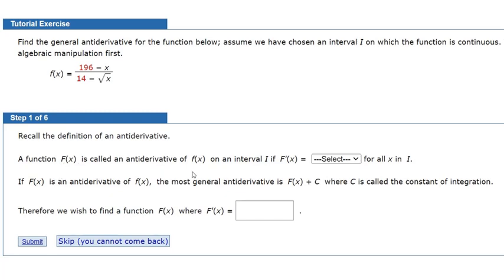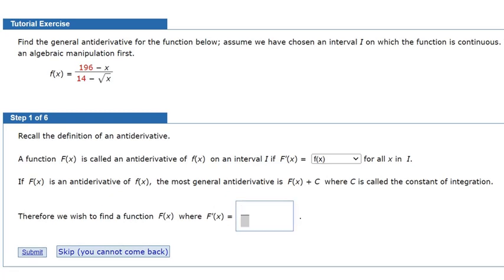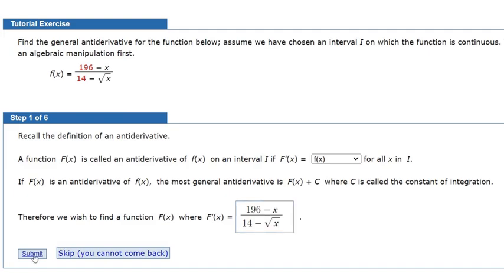If capital F is an antiderivative of f of x, then when you take a derivative of capital F, it should turn back into f of x. And so if we want to find capital F, its derivative should be the function we're given up here. So we need a fraction. I'm going to click the square root of x using the buttons on the side.